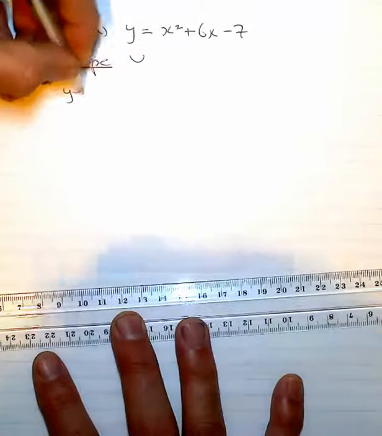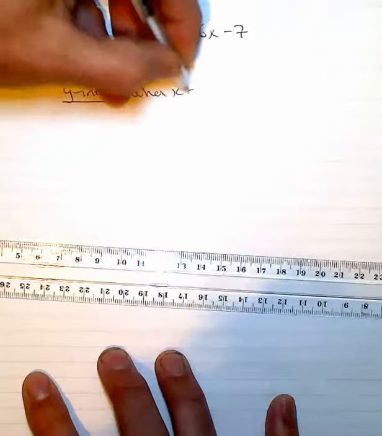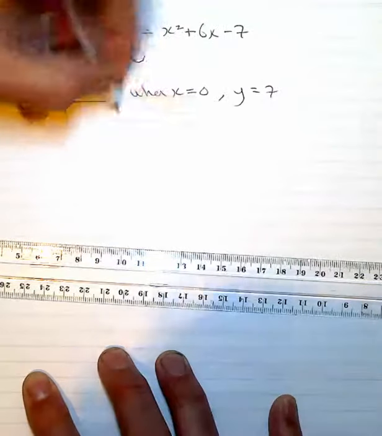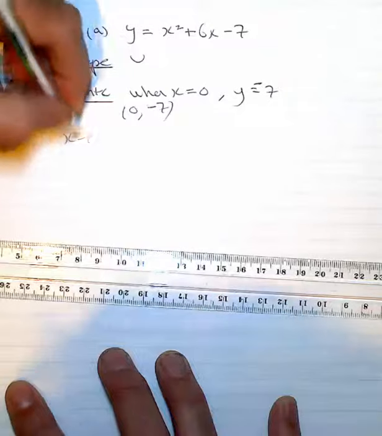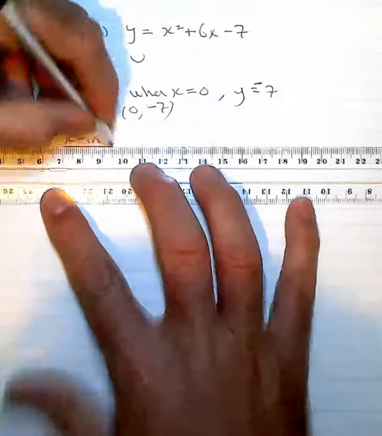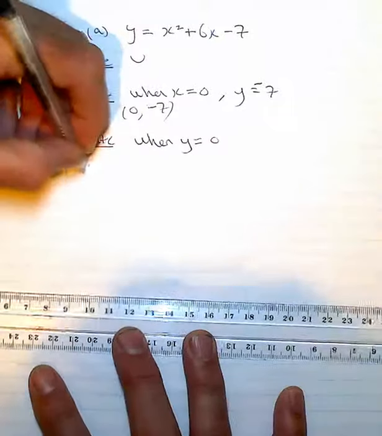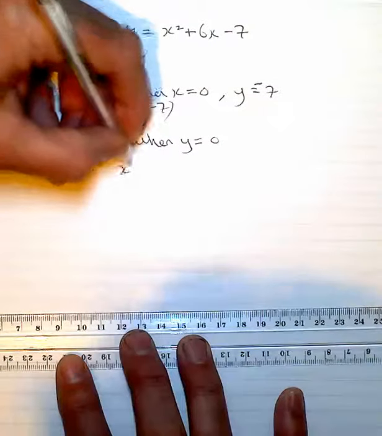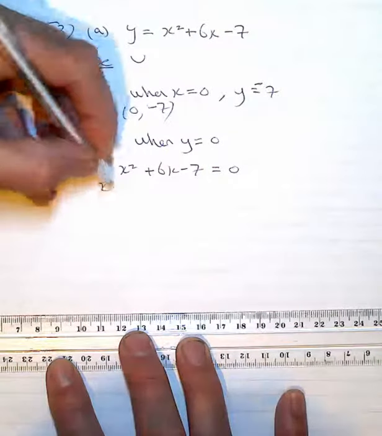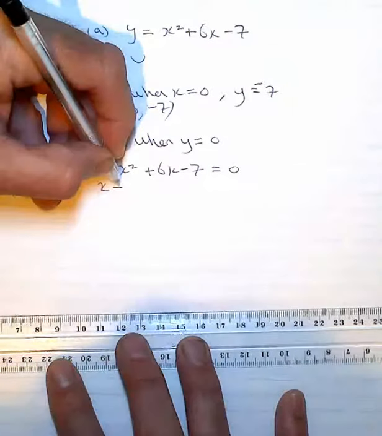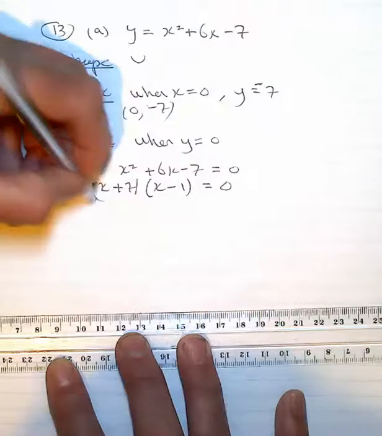The y-intercept, in this instance, occurs when x is equal to 0, y is equal to -7, or the point (0, -7). The x-intercepts occur when y is equal to 0. So therefore, x squared plus 6x minus 7 is equal to 0. And you should be able to factorise that by inspection pretty readily. (x plus 7)(x minus 1) is equal to 0.